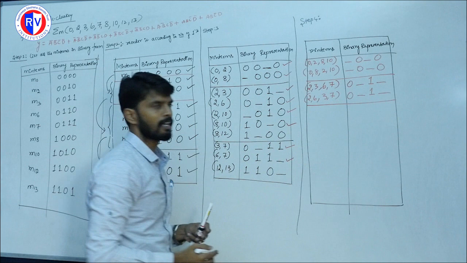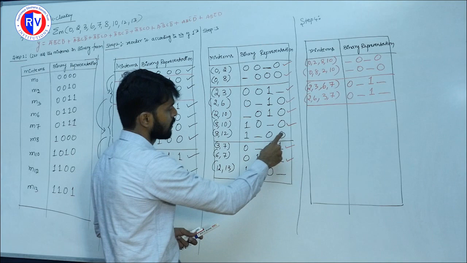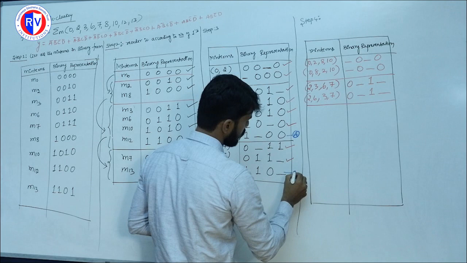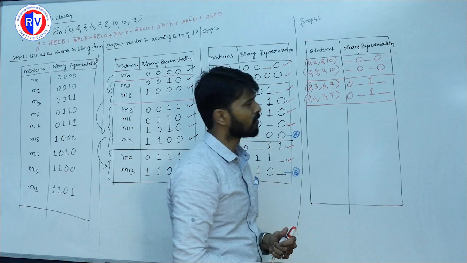So according to this segment, now we need to label whichever term is not taken for the next position. See, this is the term not taken for the next position. I will name it A. And this term not taken to the next stage, I will name it B. Similarly, now we will come to this, and we need to check whether further reduction is required or not.